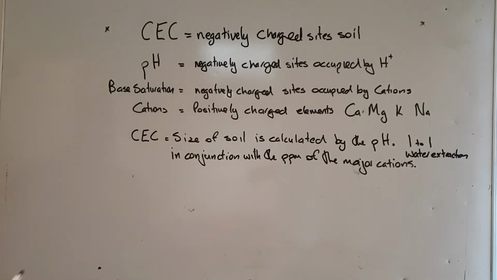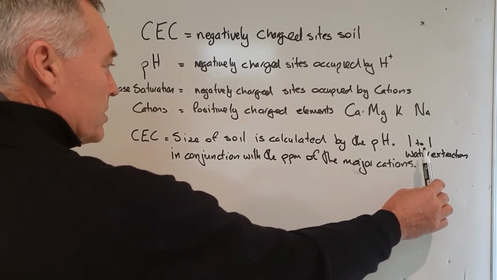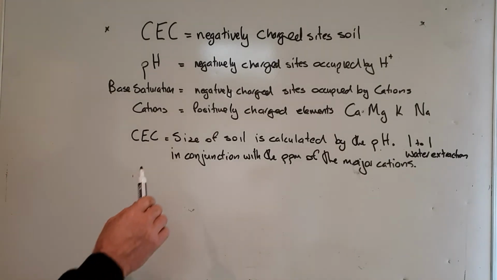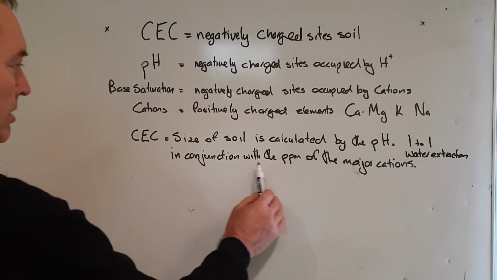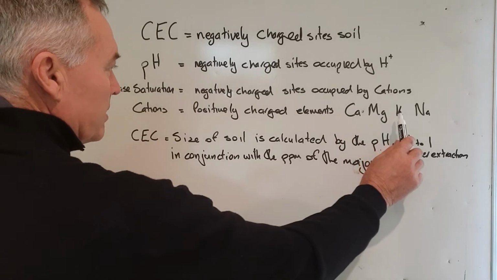So to get an accurate CEC, the size of your soil, you have to have an accurate pH test, and with Brookside Laboratories we're using a 1-to-1 water extraction, which keeps the calculations in much better defined parameters, and that is calculated in conjunction with the parts per million of the major cations: calcium, magnesium, potassium, and sodium.